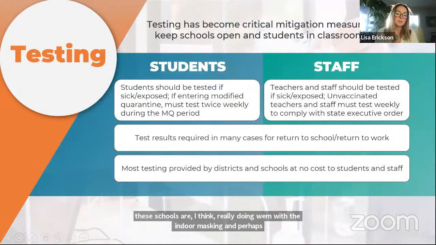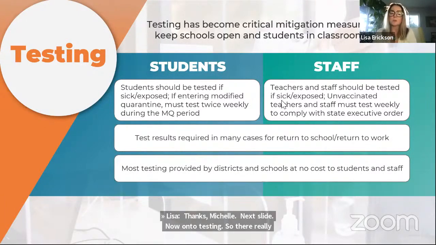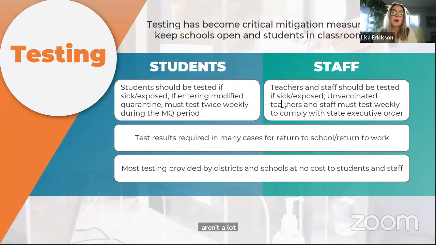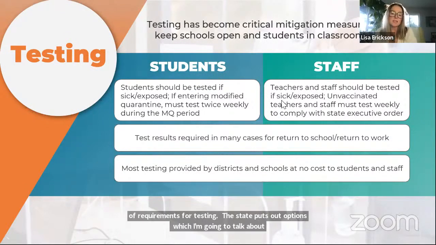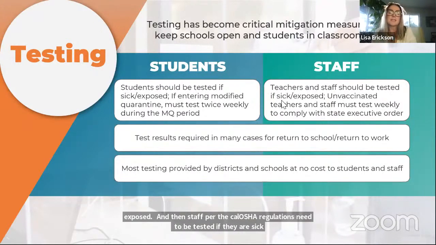Next slide. And now on to testing. So there really aren't a lot of requirements for testing. The state puts out some options, which I'm going to talk about on the next slide. But students should be tested if they're sick or if they're exposed. And then staff, per the Cal OSHA regulations, need to be tested if they're sick or exposed. And then unvaccinated teachers and staff must test weekly to comply with the new state executive order.